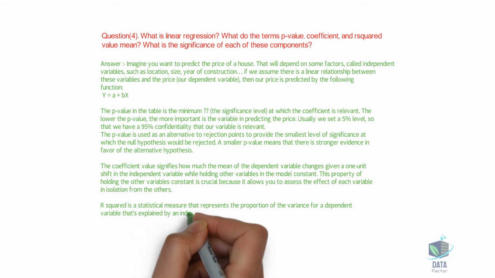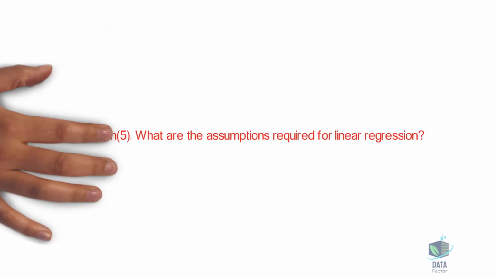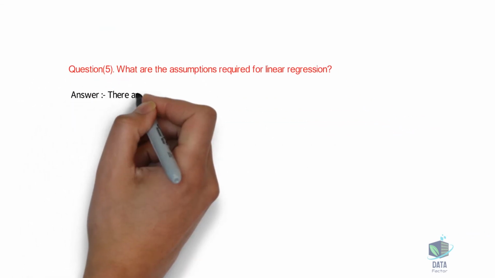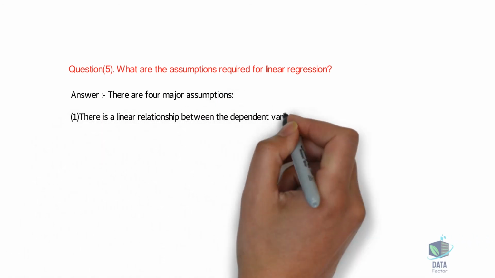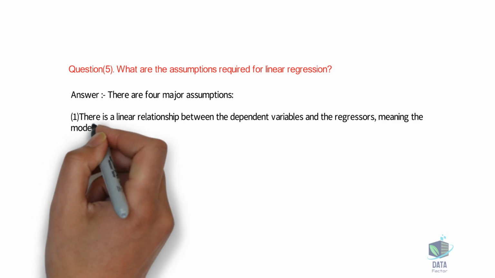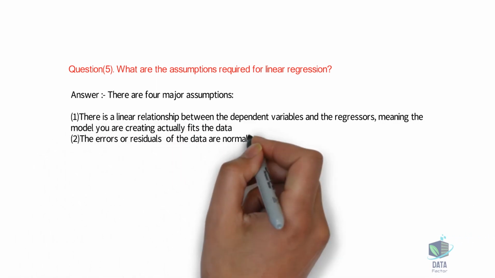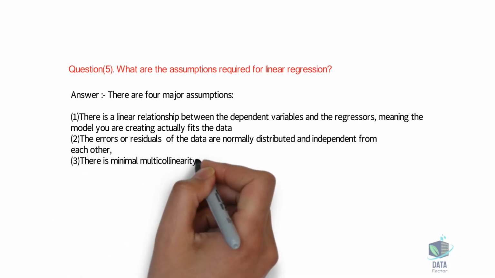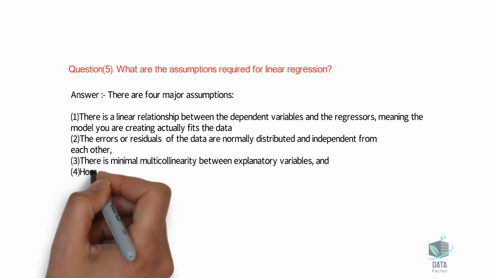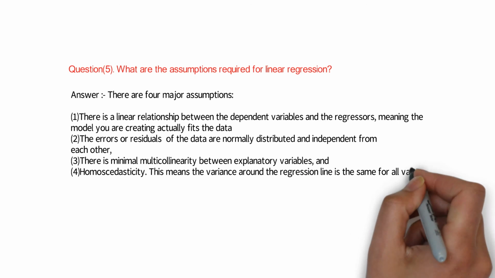Question 5. What are the assumptions required for linear regression? Answer: There are 4 major assumptions. 1. There is a linear relationship between the dependent variable and the regressors, meaning the model you are creating actually fits the data. 2. The errors or residuals of the data are normally distributed and independent from each other. 3. There is minimal multicollinearity between explanatory variables. And 4. Homoscedasticity. This means the variance around the regression line is the same for all values of the predictor variable.